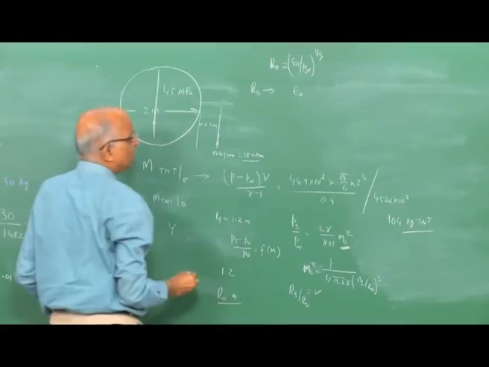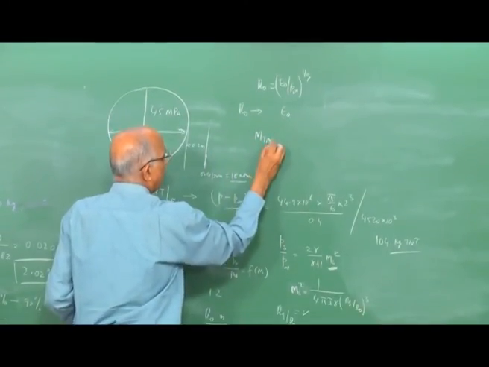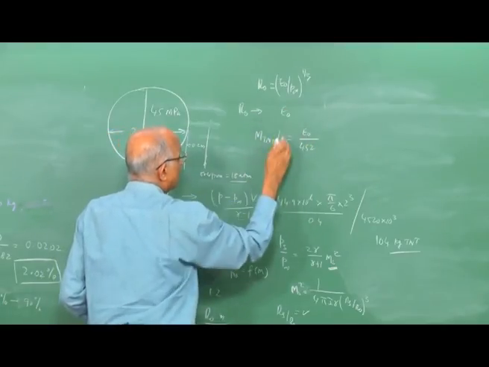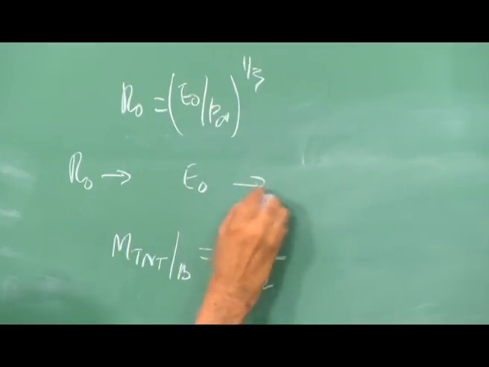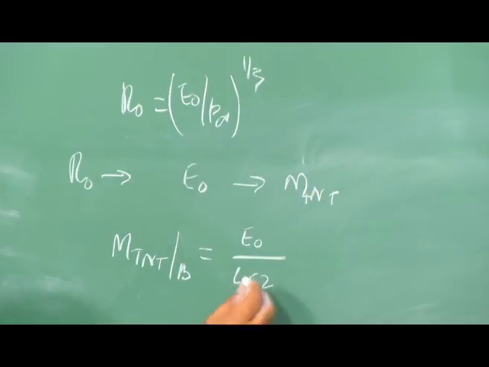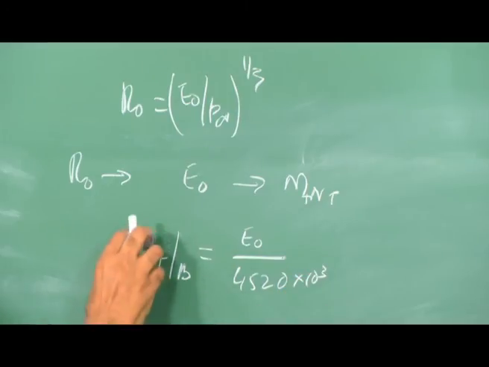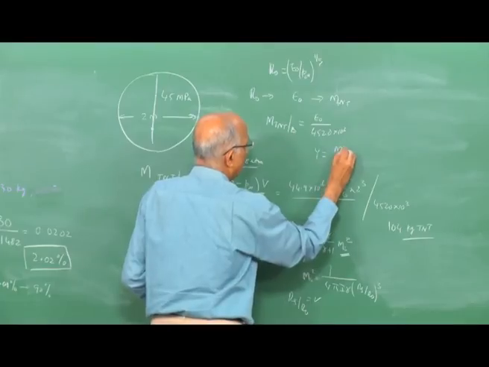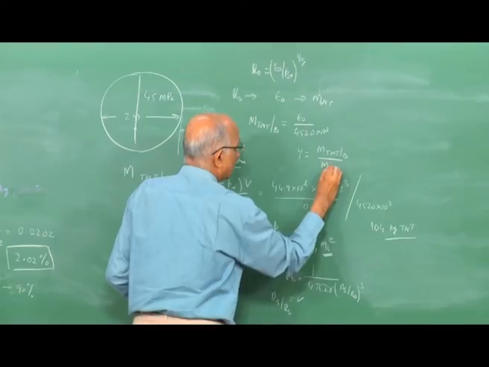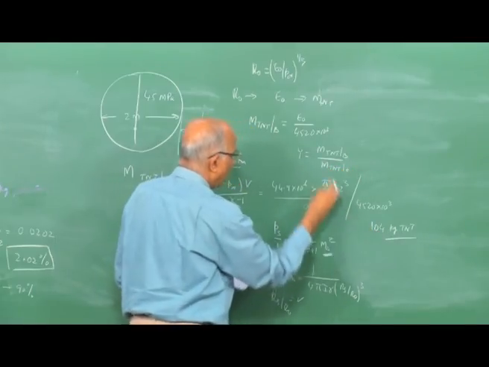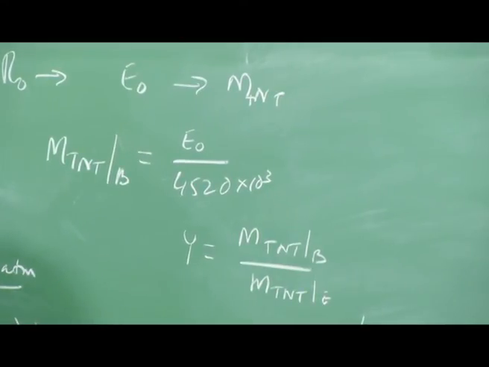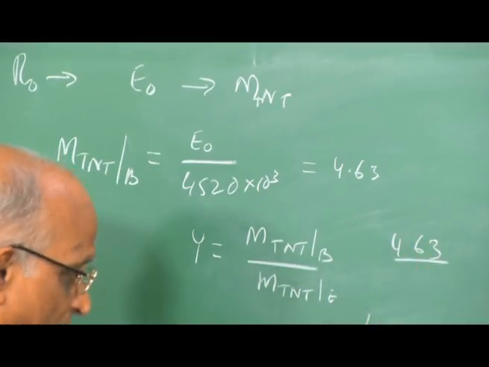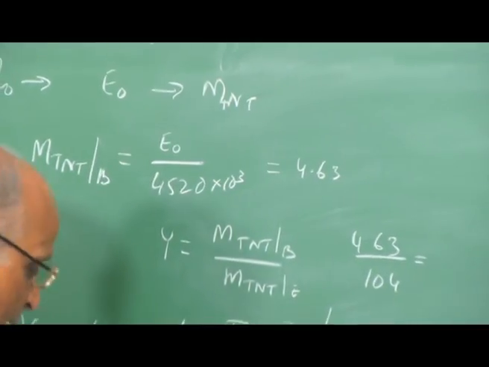I know the energy which is getting released driving this blast wave, and therefore the mass of TNT corresponding to this blast is this value of energy divided by 4520 into 10 to the power 3, because this is not energy equivalent, but based on the explosion length equivalent. The yield is the mass of TNT for this blast divided by the mass of TNT based on energy. The energy-based value is 104, the blast value comes out to be something like 4.63 kg, and therefore the yield of the explosion is 4.63 divided by 104, which is something like 4.5% yield.